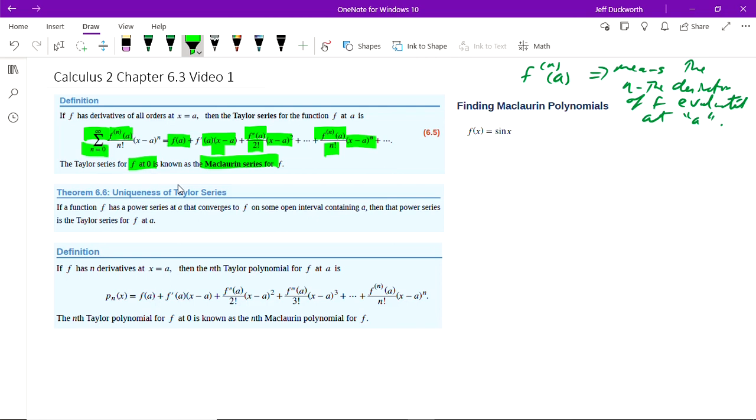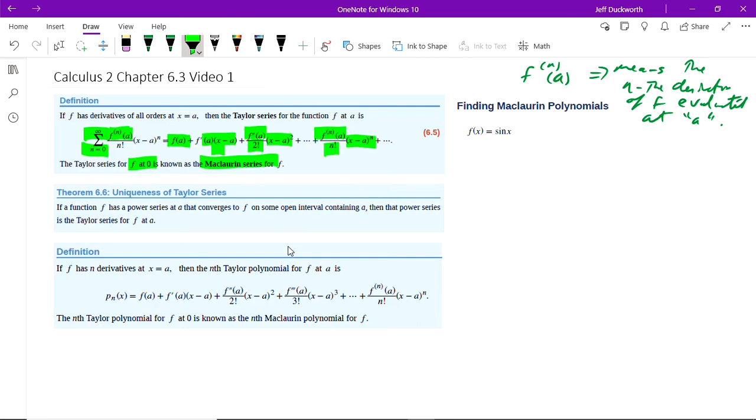The next theorem is the uniqueness of the Taylor series. If a function f has a power series at a that converges to f on some open interval containing a, then the power series is a Taylor series for f at a. So there's just one of those essentially.